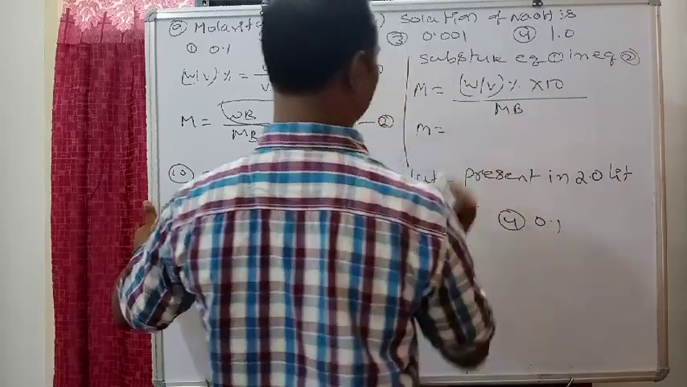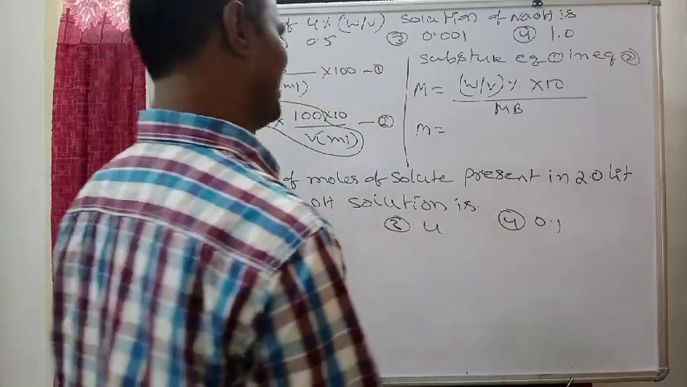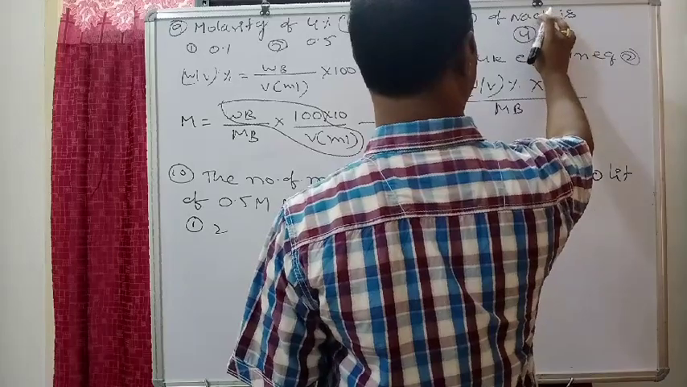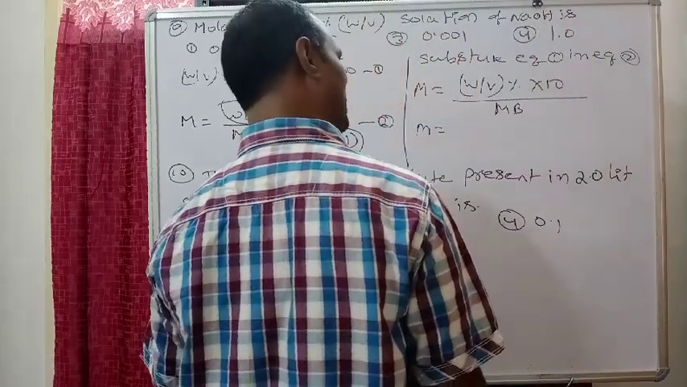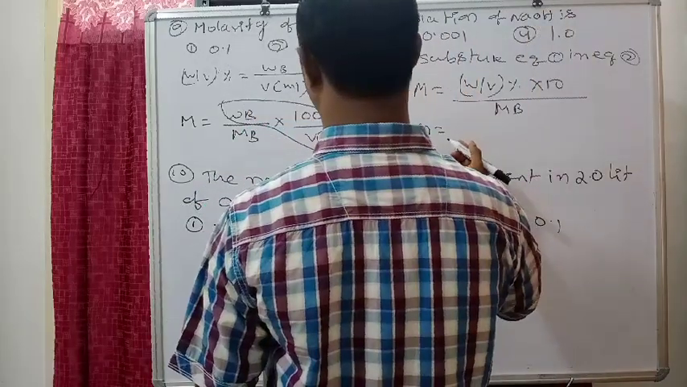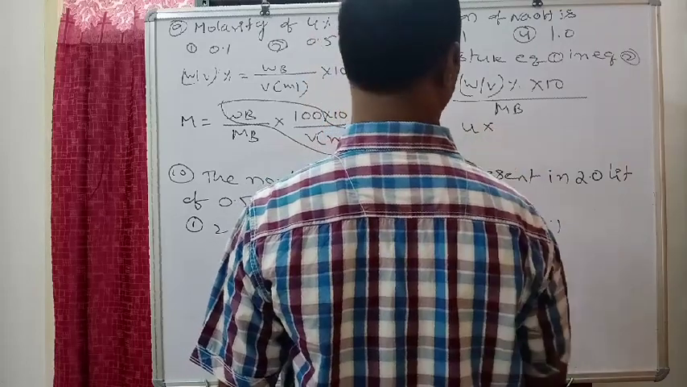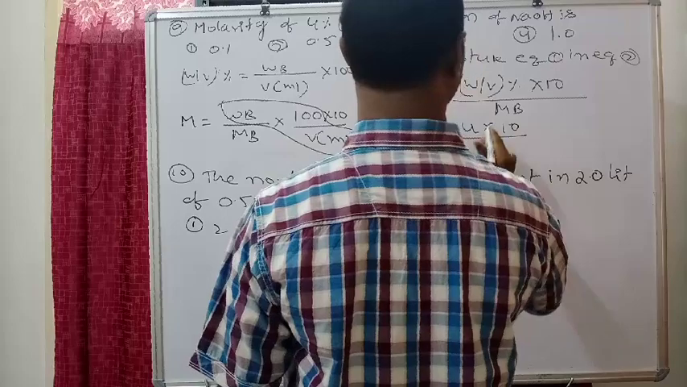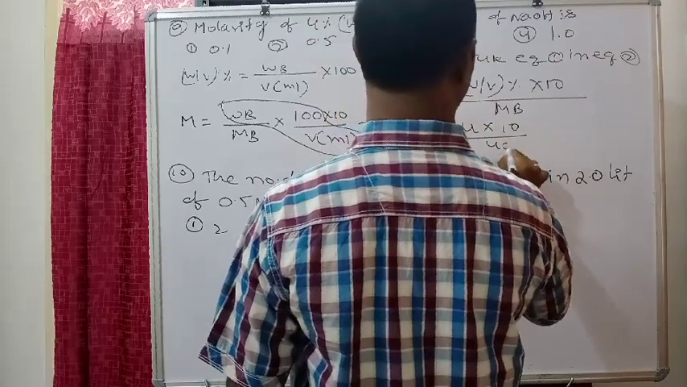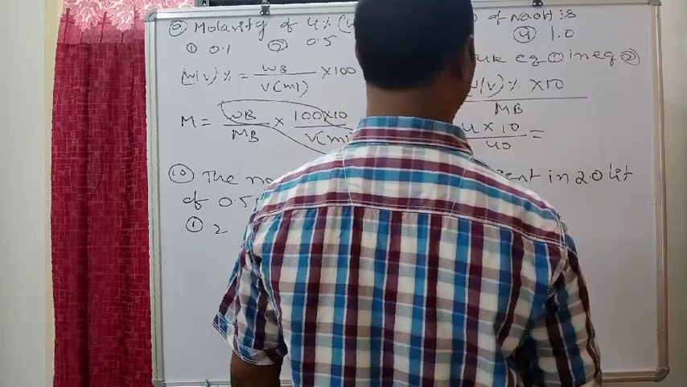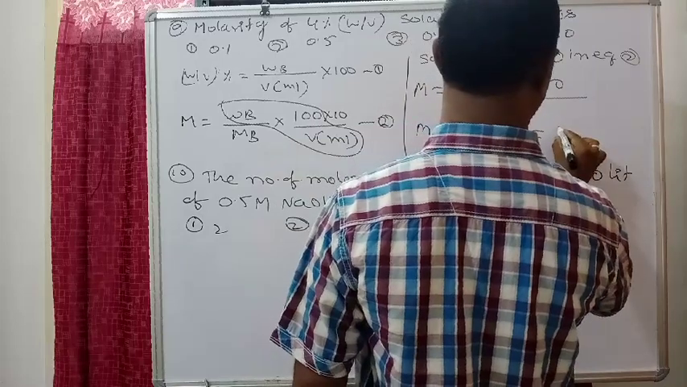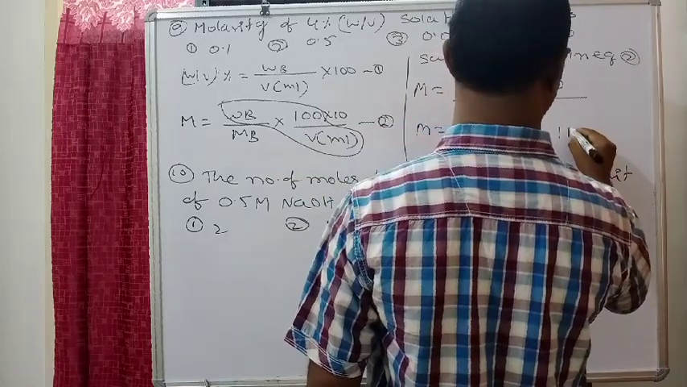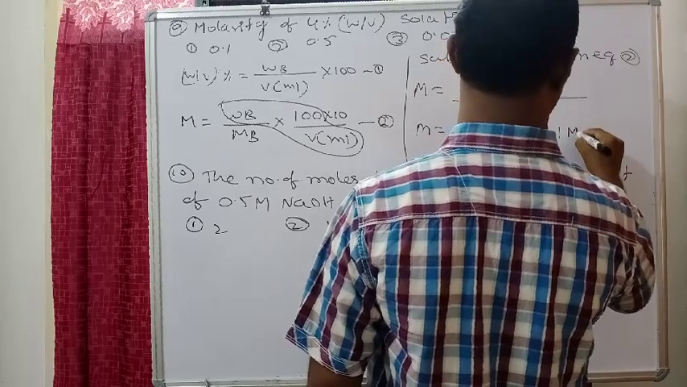Shall we substitute this? Here solute is NaOH. NaOH molar mass 23 plus 16 plus 1, together it becomes 40. Mass percentage 4 into 10 by molar mass of solute 40. Here 40 by 40 equal to 1 M.